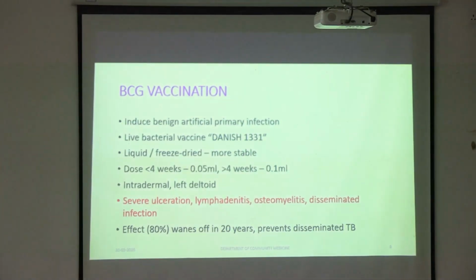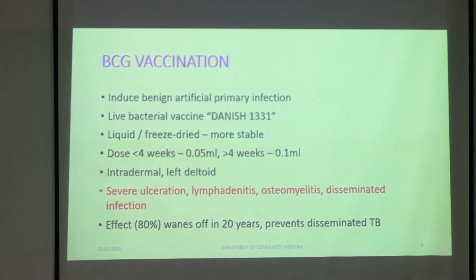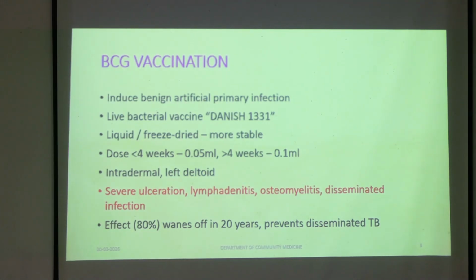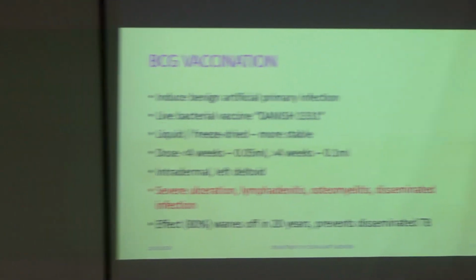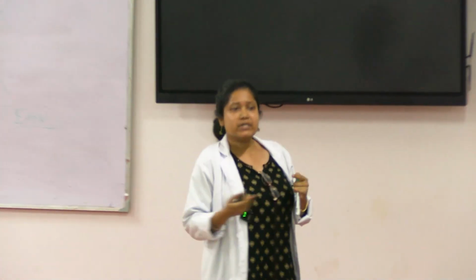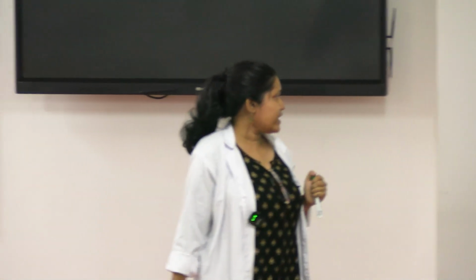So there will be ulceration after the vaccination. You will know whether the child is vaccinated or not by looking at that induration. You will see we all have that mark. If anyone does not have it, that means they are not vaccinated with the BCG. And the side effects are severe ulceration, like if there is dose miscalculation or something, any hypersensitivity reaction, lymphadenitis, osteomyelitis, disseminated infections.